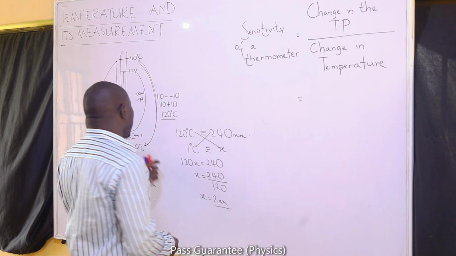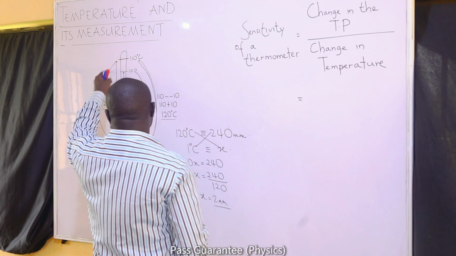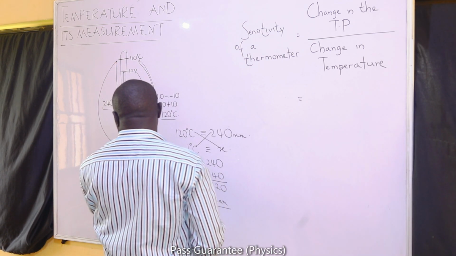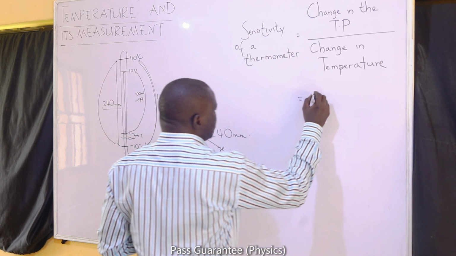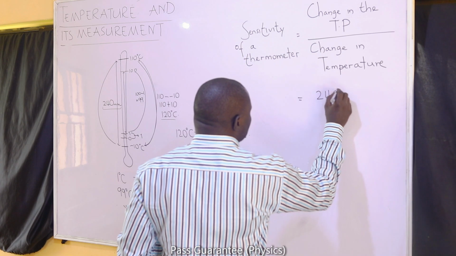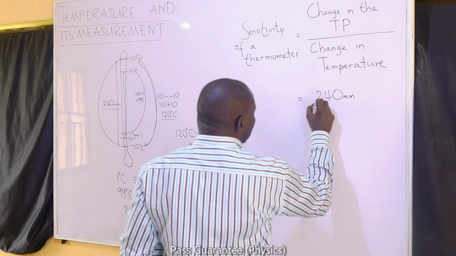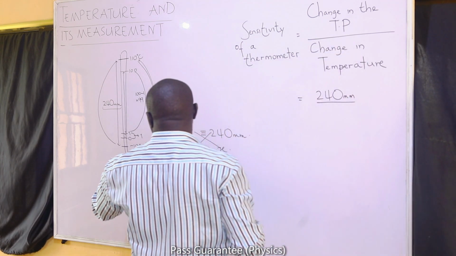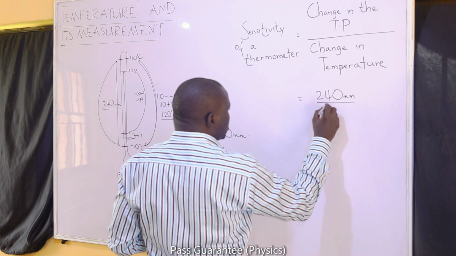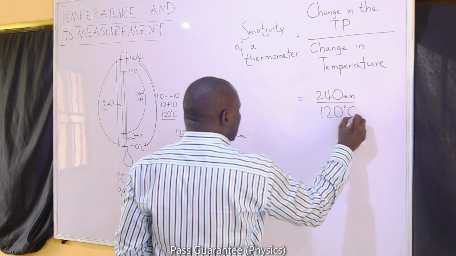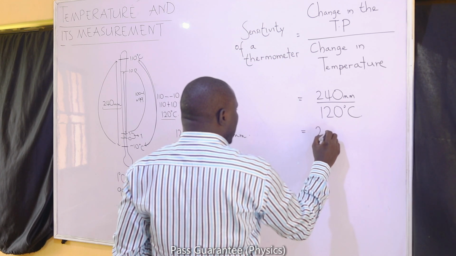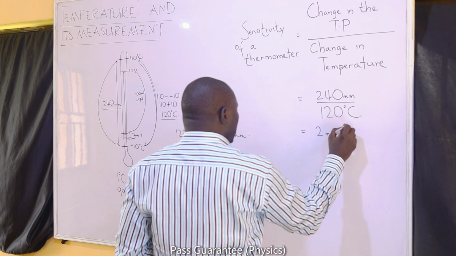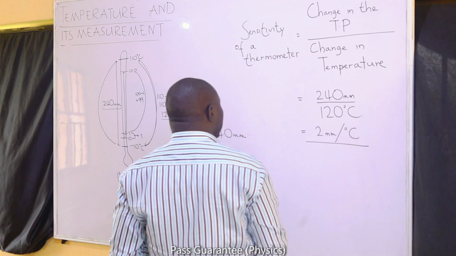So I can use the value that was given to me, the change in the thermometric property. The thermometric substance rose by 240 millimeters when the temperature changed by 120 degrees Celsius. If we divide that, we should have 2 millimeters per degree Celsius. And that is how we find sensitivity.